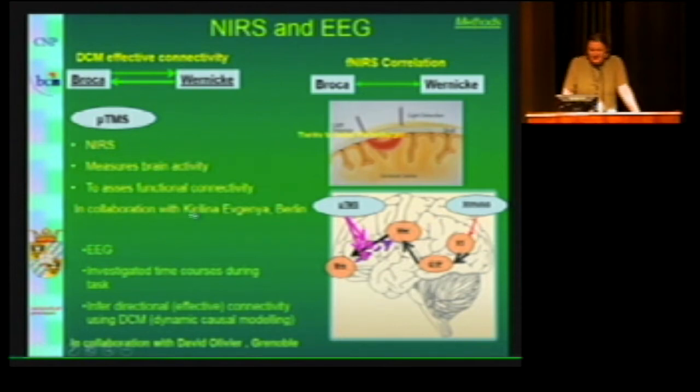Data analysis was done in collaboration with Kirillina Evgenia from the University of Berlin. And we also use EEG data to analyze effective connectivity between Broca's and Wernicke's areas, specifically looking at how TMS affects the connectivity in the direction from Wernicke to Broca and from Broca to Wernicke. And we also have some additional regions of interest. And the beauty of this is that we had the previous fMRI source locations, so we didn't have to solve the inverse problem for this kind of analysis.